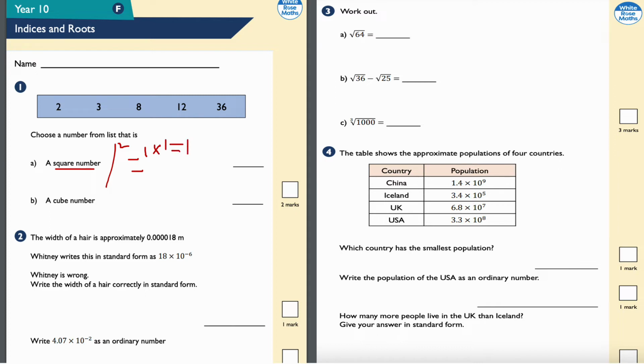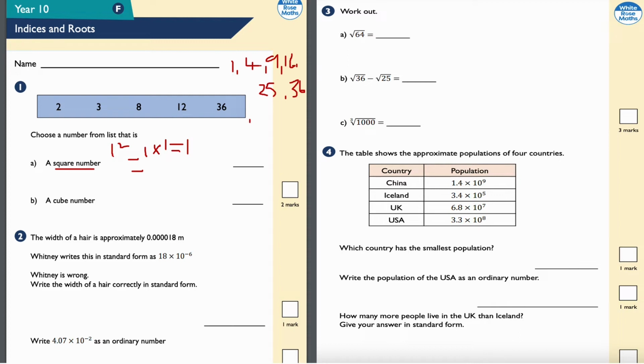So the square numbers, guys, are 1, 4, 9, 16, 25, 36, and then it's going to carry on from there. So 1 to the power of 2 is 1, 2 to the power of 2 or 2 squared is 4, 3 to the power of 2 or 3 squared is 9, 4 to the power of 2 is 16, 5 to the power of 2 is 25, and 6 to the power of 2.